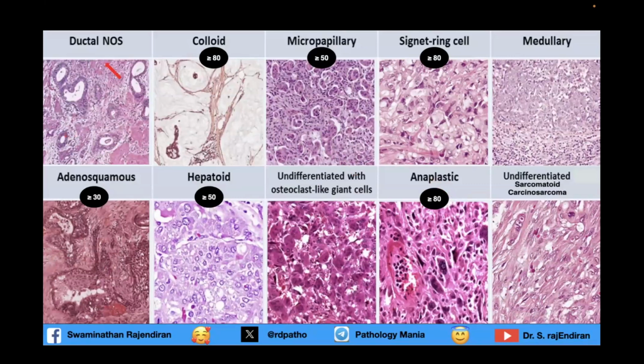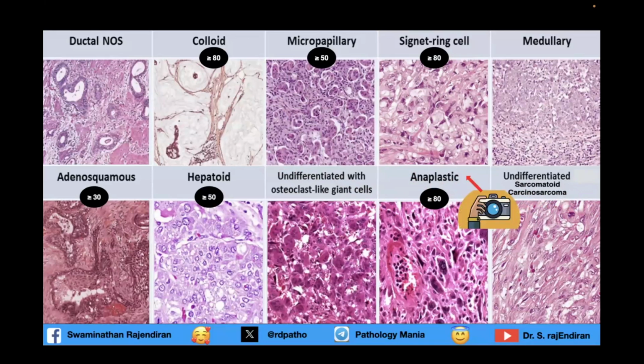Microscopically, there are 7 types: ductal carcinoma NOS, colloid carcinoma, micropapillary carcinoma, signet ring cell carcinoma, medullary carcinoma, adenosquamous, hepatoid, and undifferentiated. Undifferentiated, we have 3 subtypes that are anaplastic, undifferentiated carcinoma with osteoclast-like giant cells, undifferentiated carcinoma that can be sarcomatoid or can have both epithelial and stromal malignancy called carcinosarcoma. So these are the main types of ductal carcinoma of the pancreas.